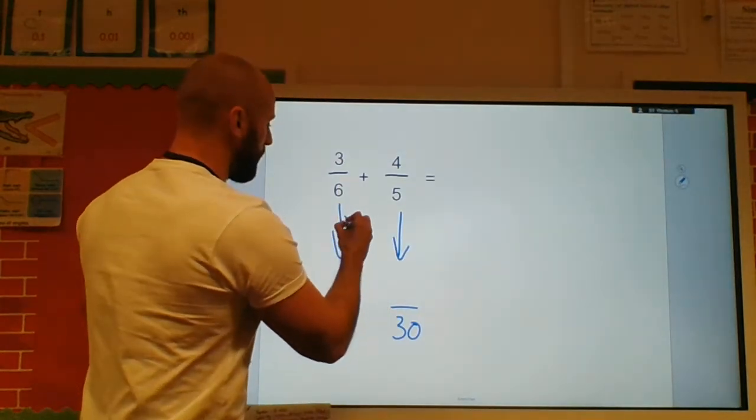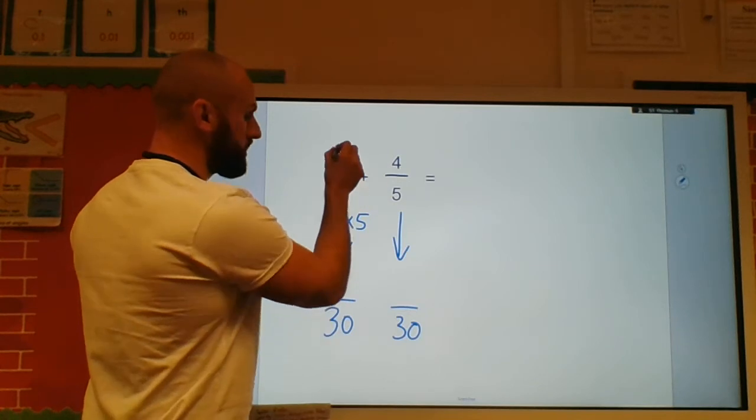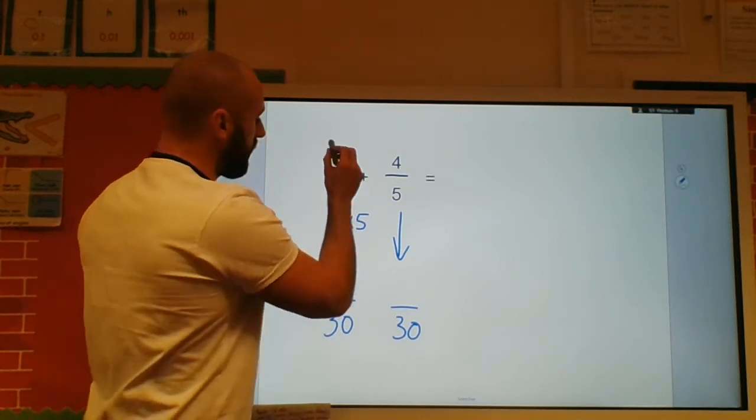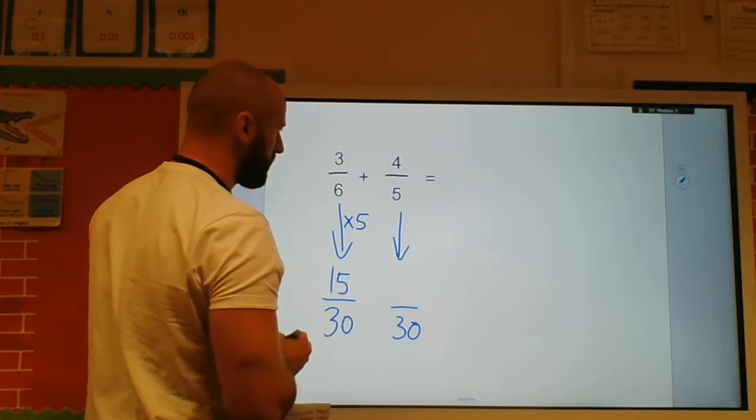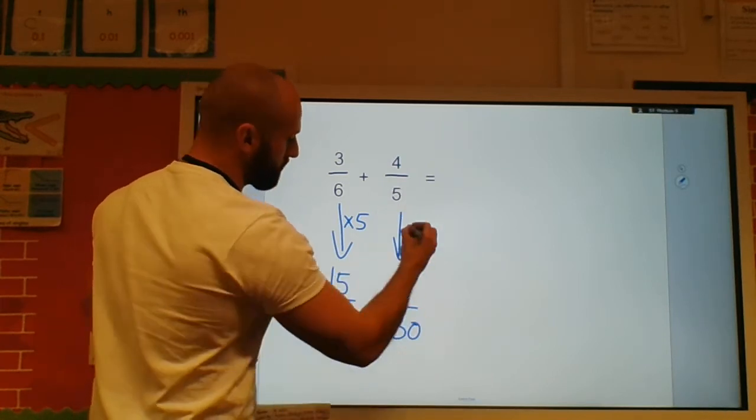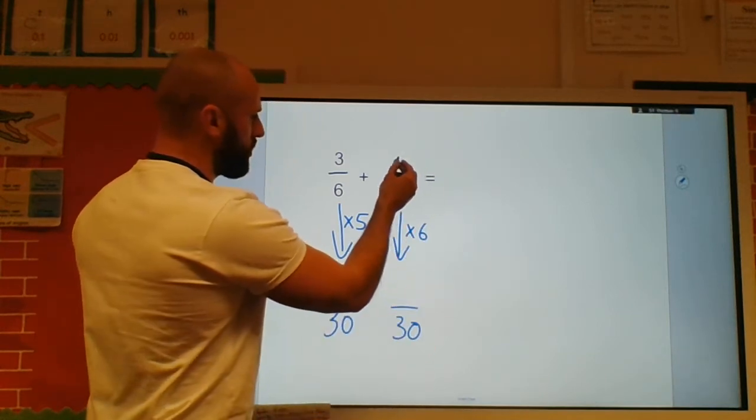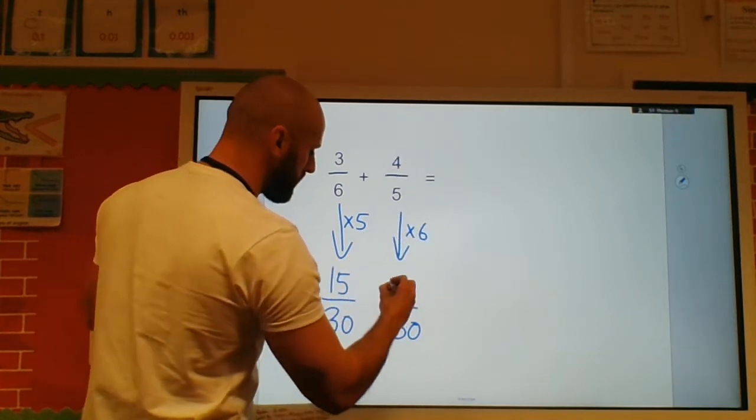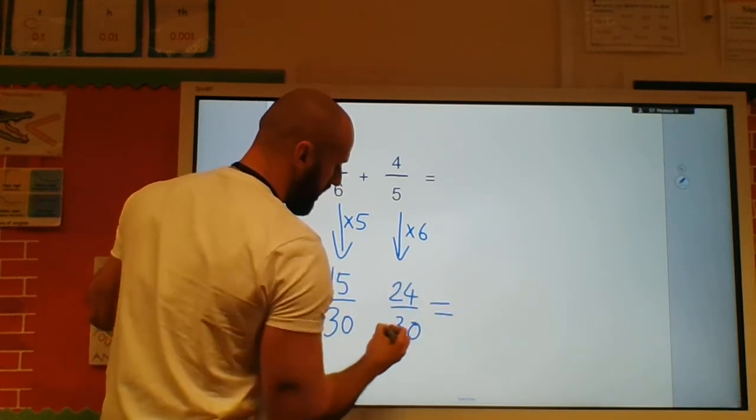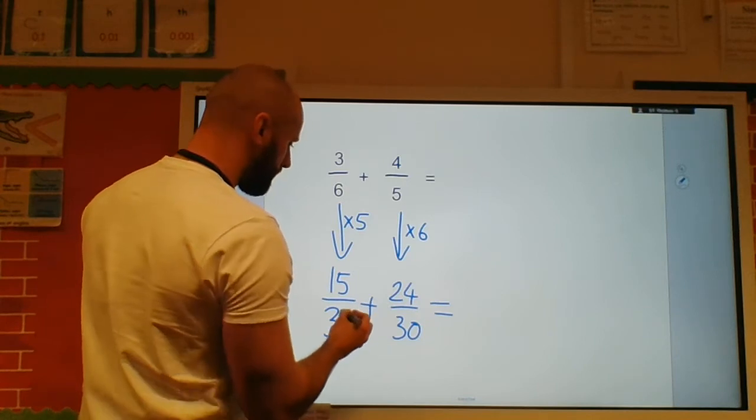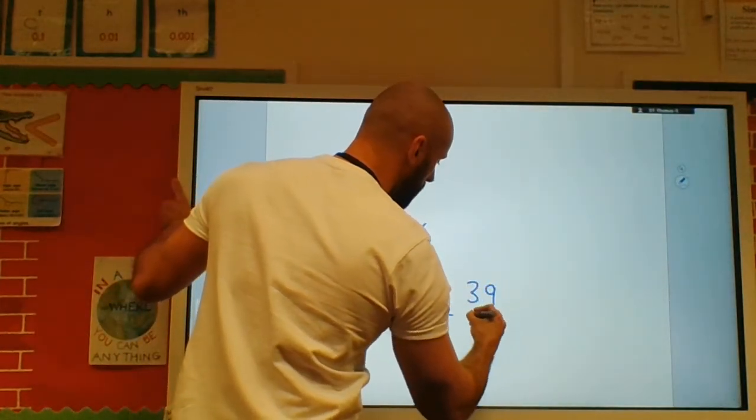6 times by 5 gave me 30. So, whatever I do to the denominator, I must do to the numerator. 3 times by 5 gives me 15 over 30. 5 times by 6 gave me 30. So I must do the same to the numerator. 4 times by 6 is 24. I add those two together and it gives me 39 over 30.